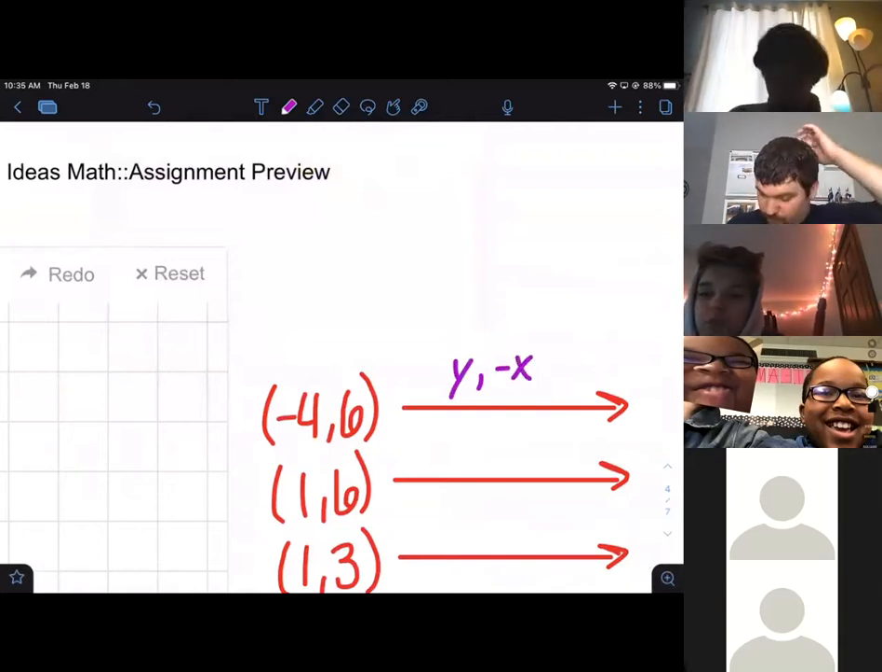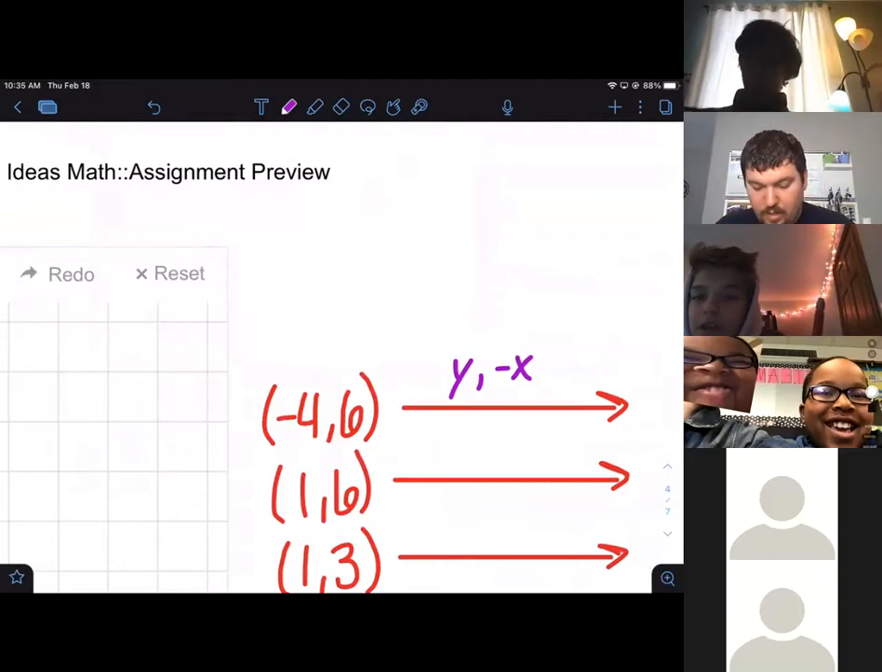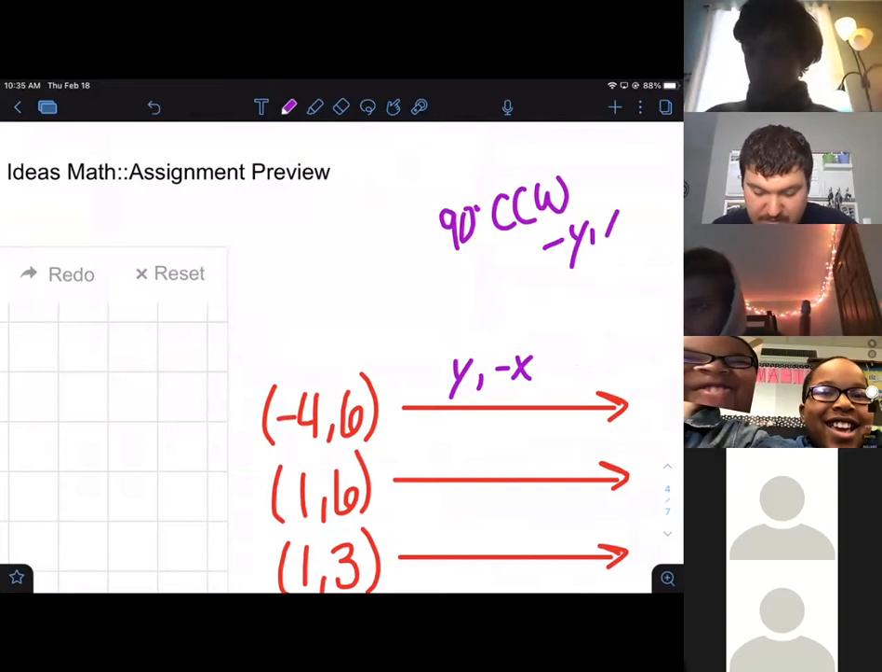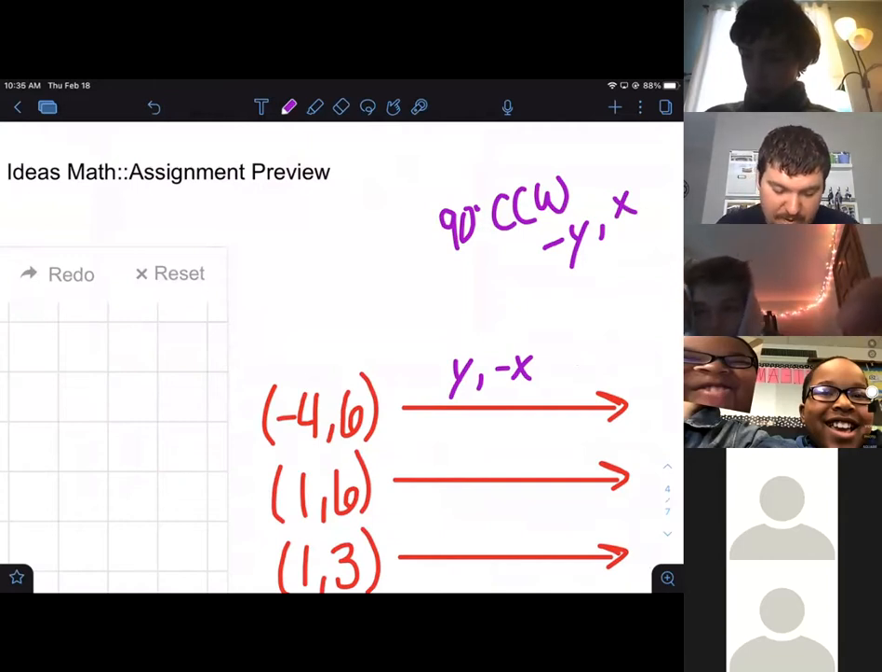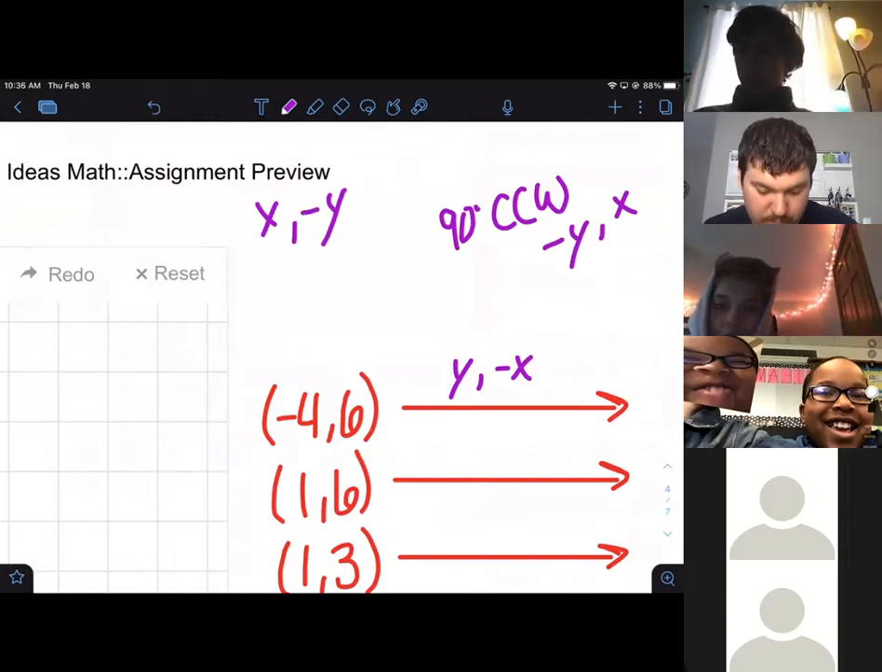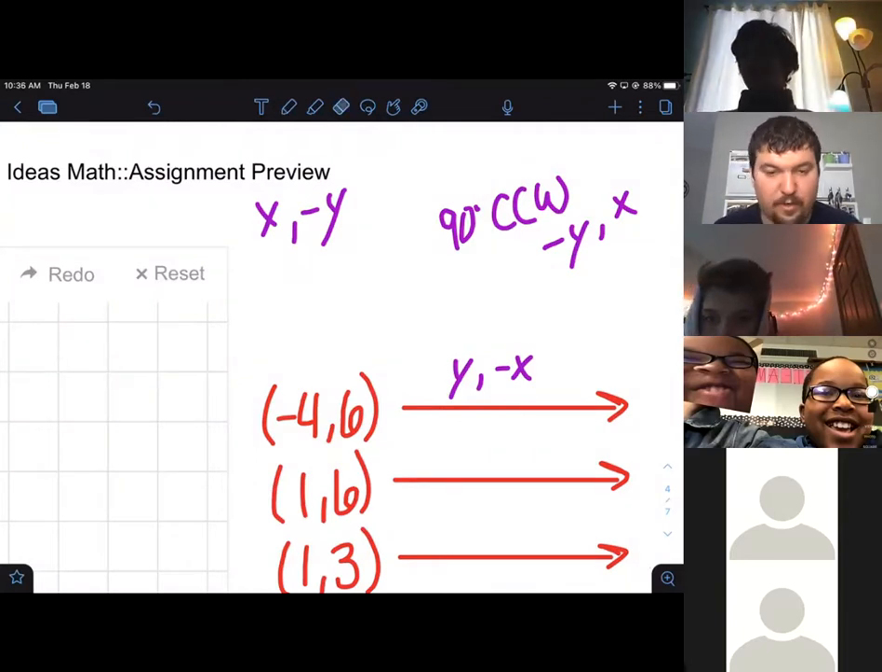If you did counterclockwise, it would be x comma negative y. No, if you did 90 degrees counterclockwise, that would be negative y, x. If you said x, negative y, that's actually an x-axis reflection, because on an x-axis reflection, you take the opposite of the y, but you don't flip anything. Because we're flipping it, the y has to go first.